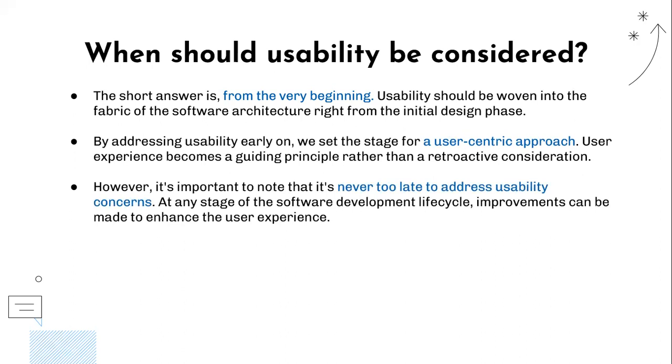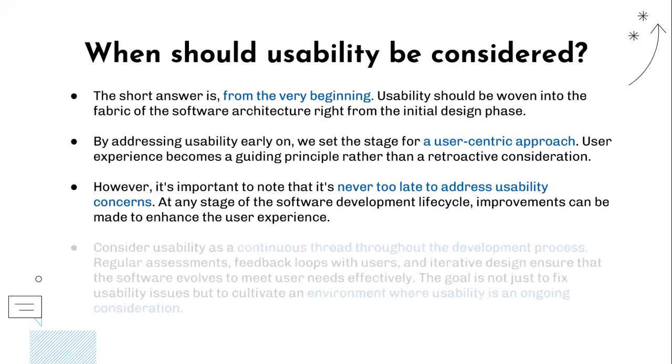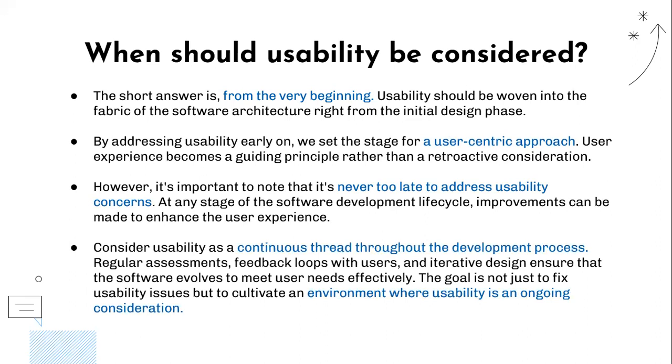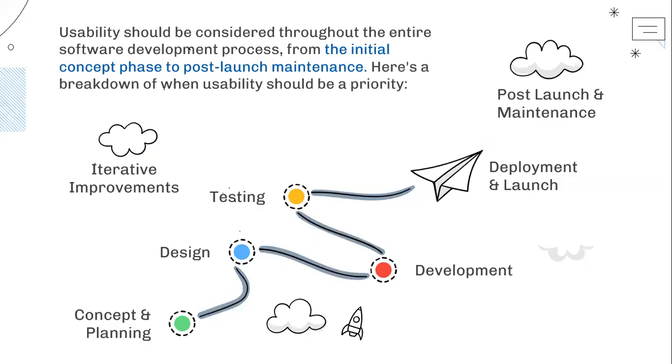However, it is important to note that it's never too late to address usability concerns. At any stage of the software development lifecycle, improvements can be made to enhance the user experience. Consider usability as a continuous thread throughout the development process. Regular assessments, feedback loops with users, and iterative design ensure that the software evolves to meet user needs effectively. The goal is not just to fix usability issues, but to cultivate an environment where usability is an ongoing consideration.